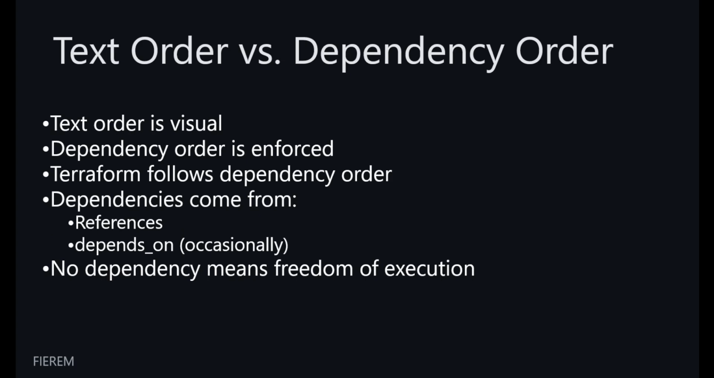Text order is the order your eyes see. Dependency order is the order Terraform must obey. Terraform only cares about dependency order. Dependency order comes from references, and occasionally from the depends on meta argument. If nothing depends on anything else, Terraform is free to choose.